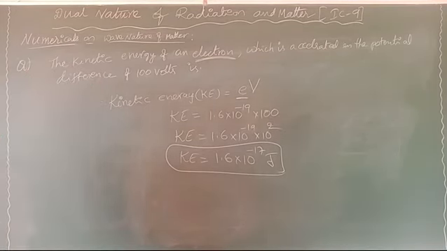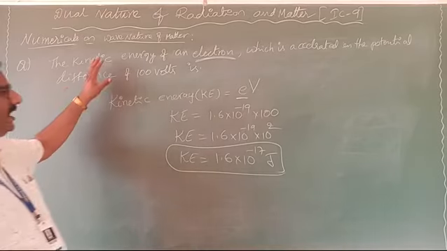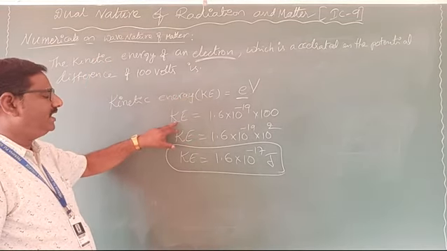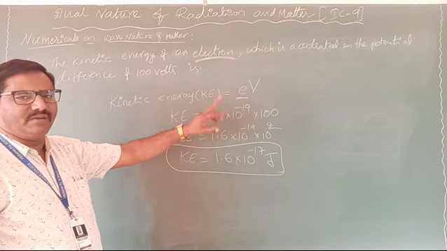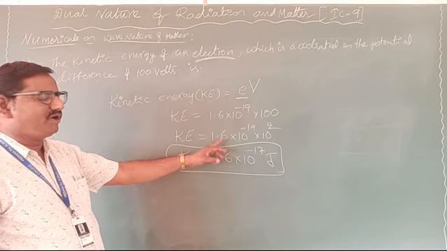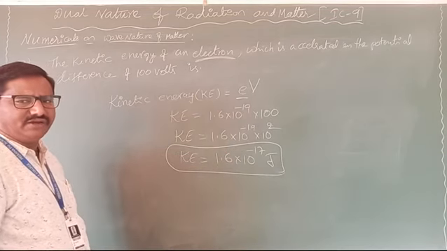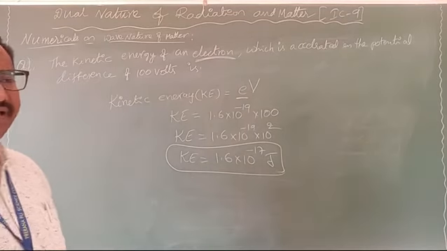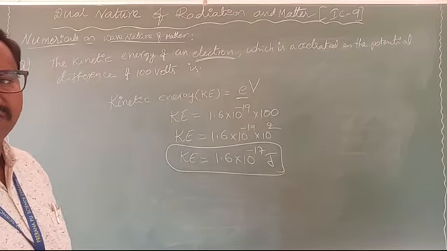Very simple sum. Kinetic energy K when some accelerating potential is applied, the electrons are moving. So for moving electrons, they possess some kinetic energy. So kinetic energy K equals eV. So K equals 1.6 into 10 power minus 19 into 100. That means K equals 1.6 into 10 power minus 19 into 10 power 2, that is 1.6 into 10 power minus 17. Like this, we have solved numericals up to now.